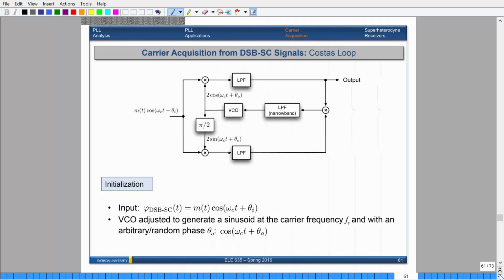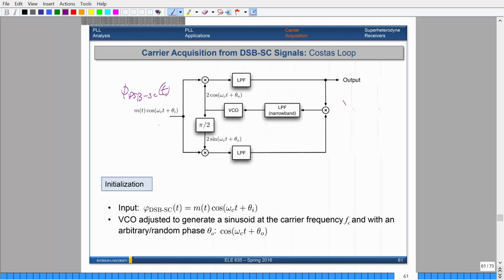Okay? So you can actually perform what's known as a Costas loop. Costas was the engineer who designed coherent demodulation by carrier acquisition in this way. So let's break this up very slowly. We have some message signal that's coming in. This was double sideband suppressed carrier.